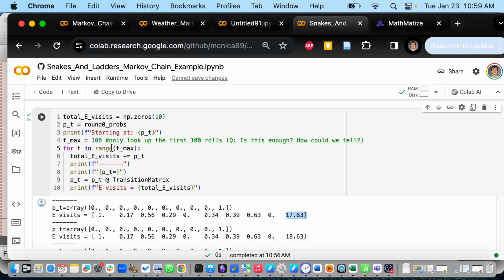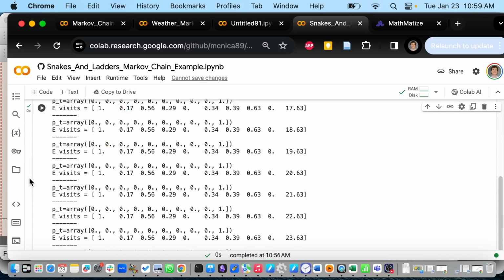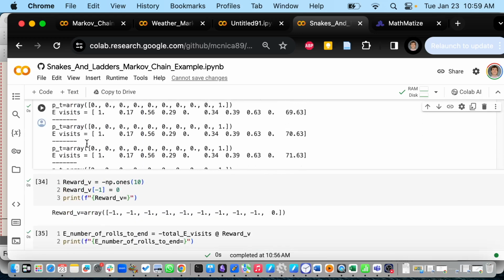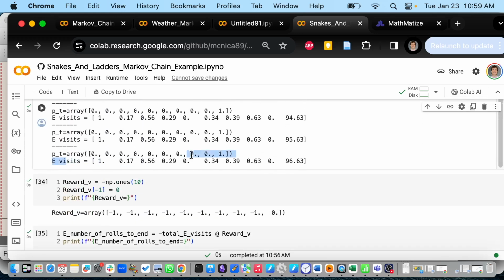How many times did I do it? I did it 100 times. I added up the first 100 rolls. At the end of 100 rolls, I'm pretty sure you're done the game. If not, you're very unlucky. But should be done by then. And at the end, I got what? I got, scroll down to the bottom, I got this vector.